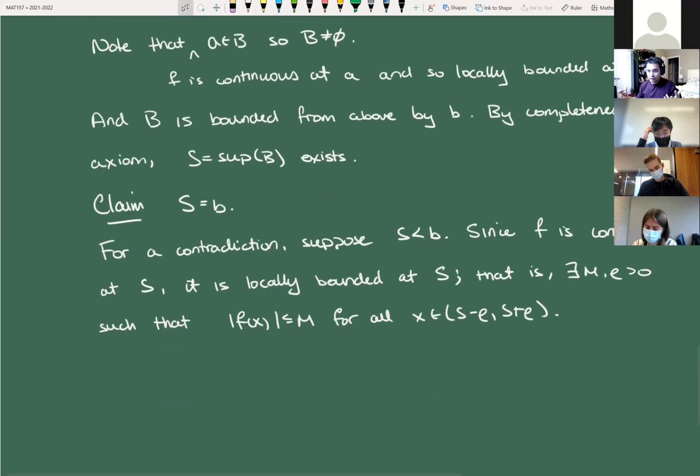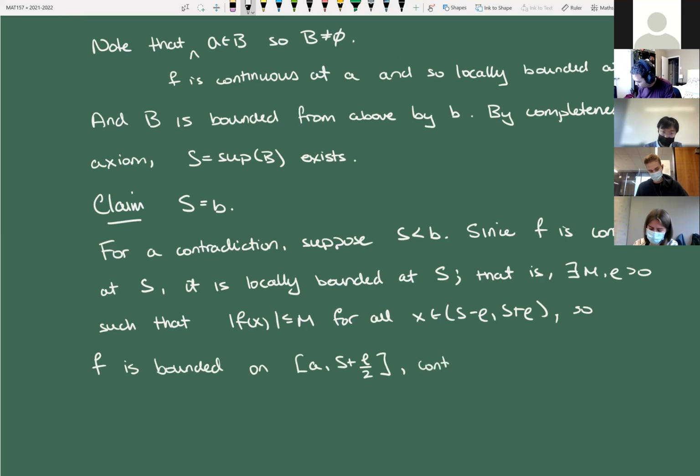I don't necessarily want to write it down. Basically, take the maximum of the 2 bounds. So F is bounded on, let's say, A to S plus rho over 2, contradicting the fact that S is an upper bound.